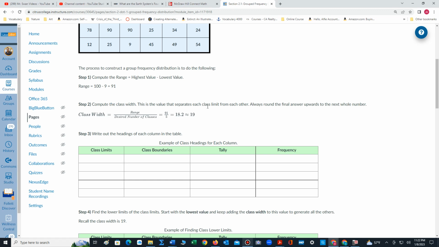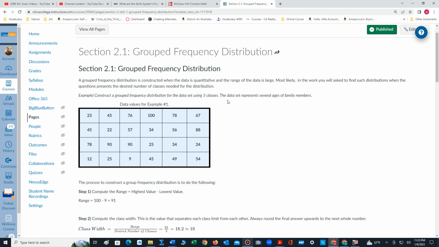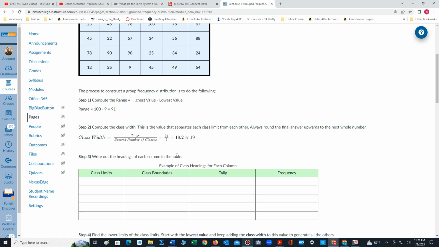Next, we have to compute the class width. We always round the final answer upwards to the next whole number. So the range is 91, and we desire 5 classes. So we will divide 91 by 5. 91 divided by 5 is a decimal answer, 18.2, which rounds to 19.